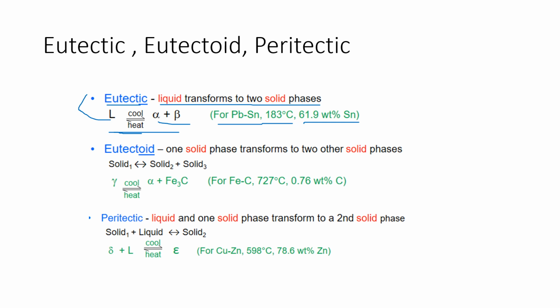Eutectoid. The eutectoid reaction takes place when one solid phase transforms to two other solid phases.